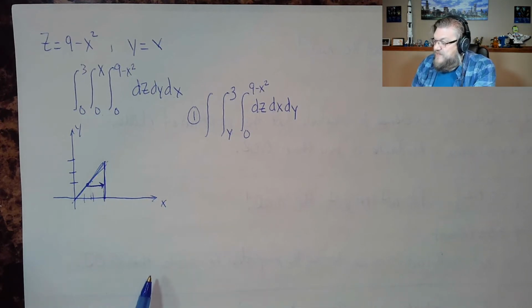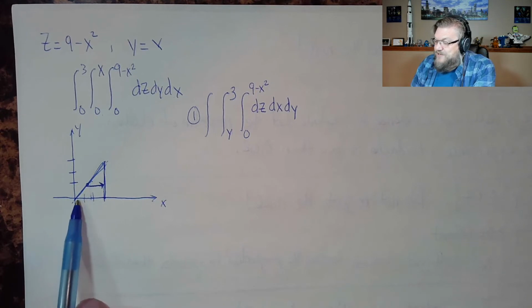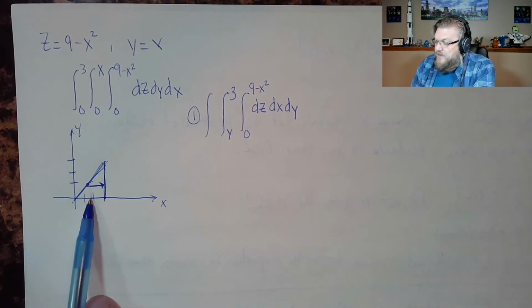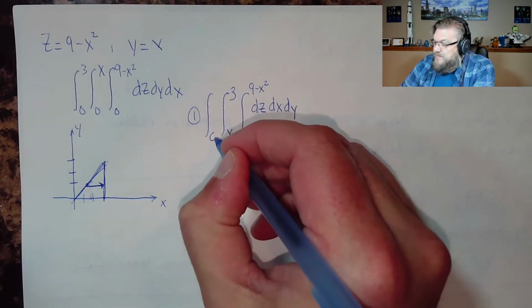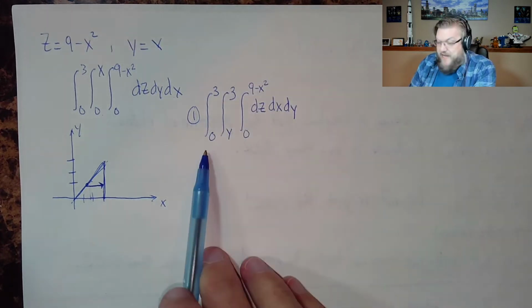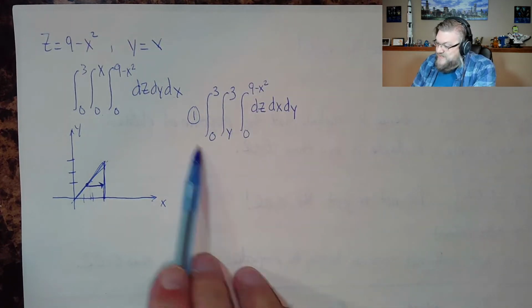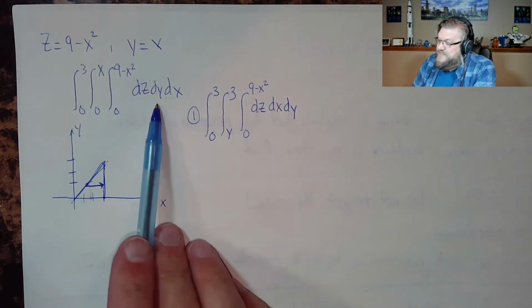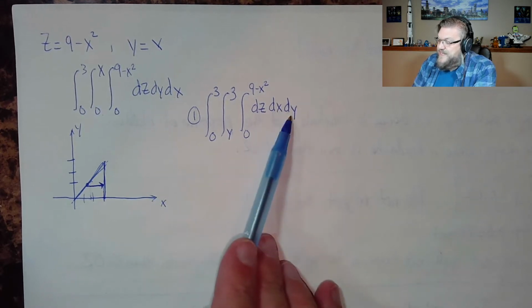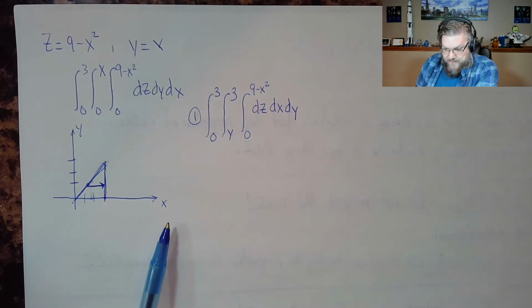And then the y arrows go from a height of 0 all the way up to a height of 3. And so there we have our first rearrangement. This is dz first, and then just dy dx swapped with dx dy. And there we have that.